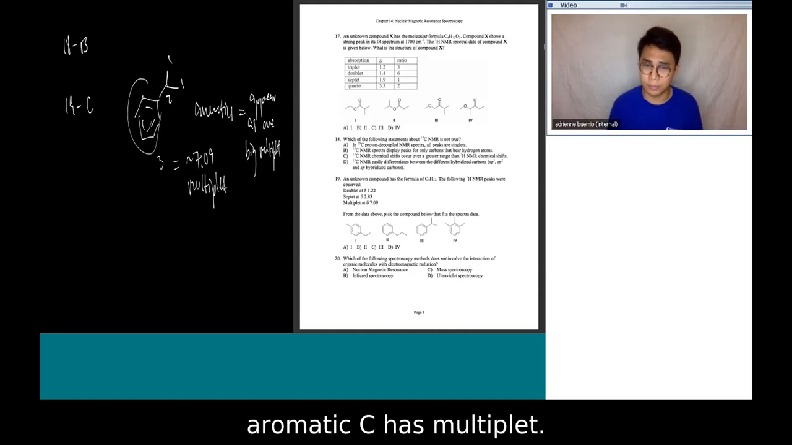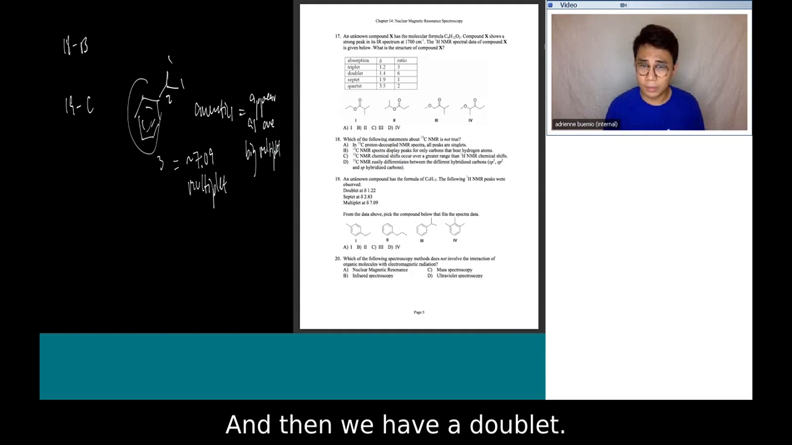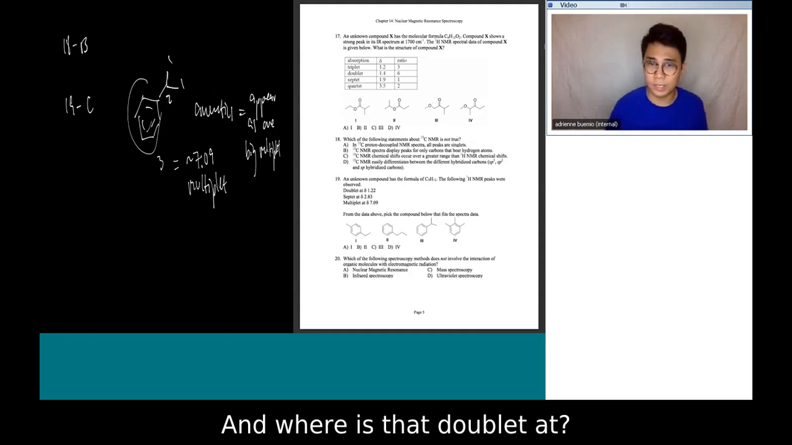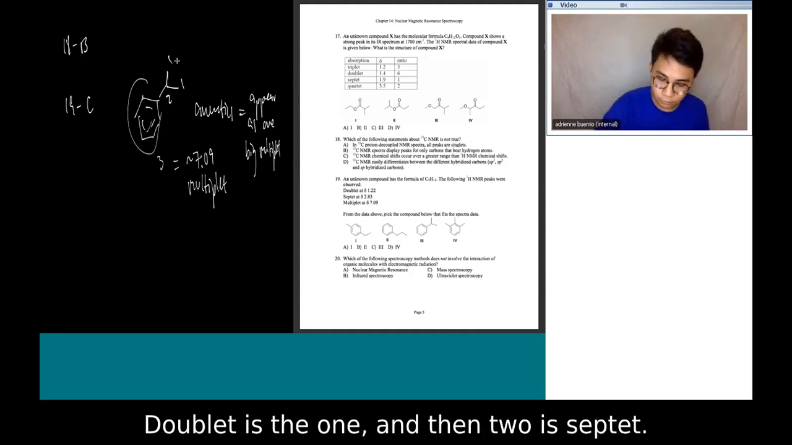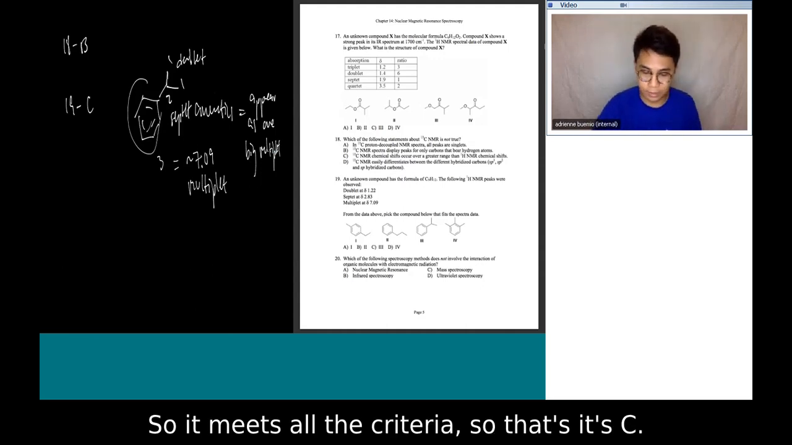Aromatics show as a multiplet. And then we have a doublet. And where is that doublet at? Doublet is the ones, and then 2 is the septet, right? So it meets all the criteria. So that's why it's C.